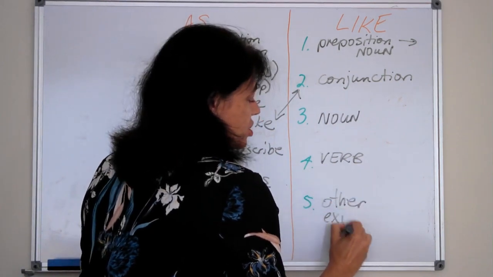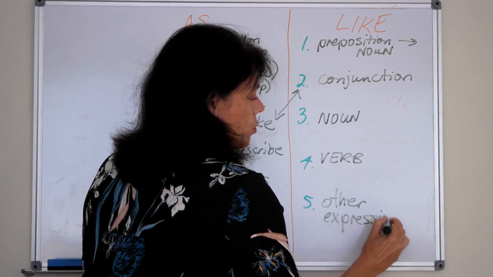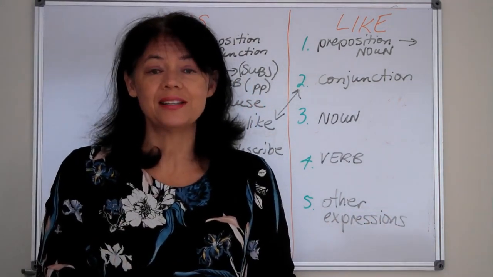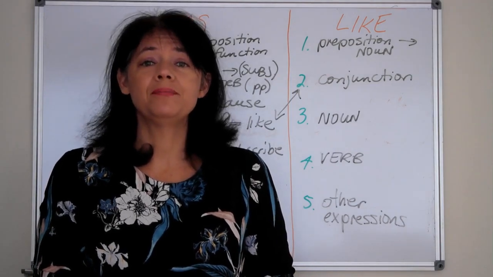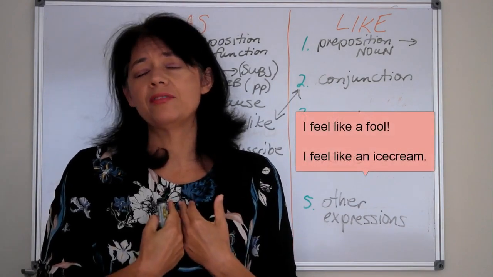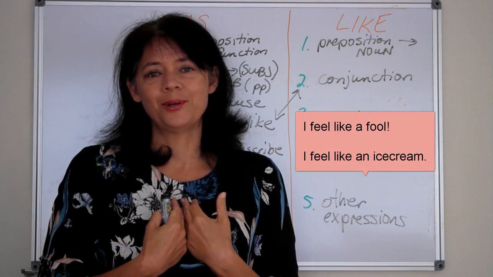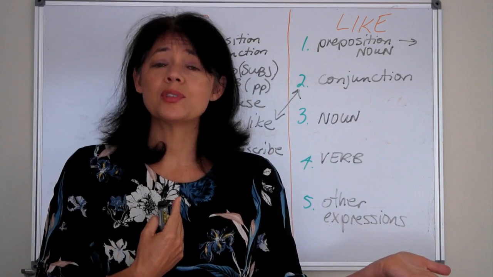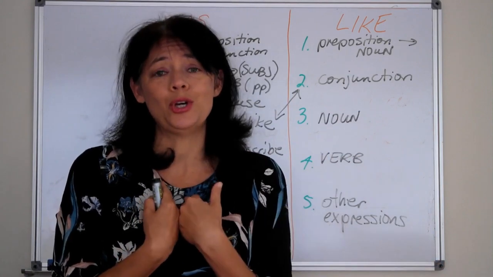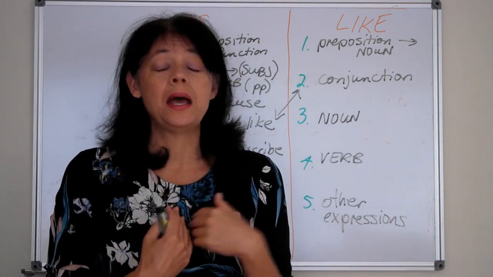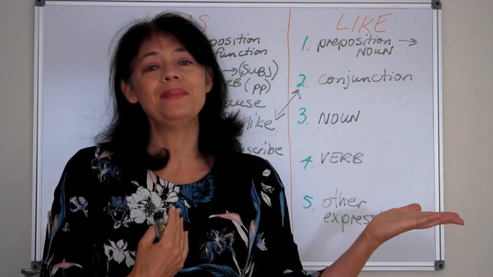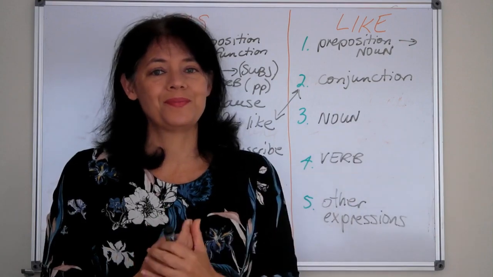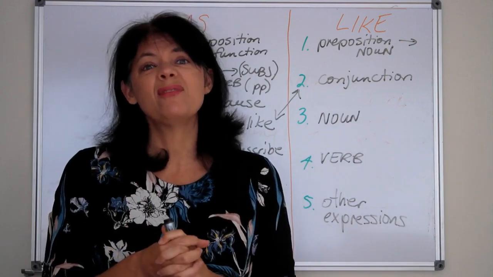And the last one, look, I've just put this extra: other expressions which I'd like to share with you because you want to learn some natural English, right? For example, I feel like a fool. Or, I feel like an ice cream. Of course, I feel like a fool is internal, is how I'm feeling. But I feel like an ice cream is external, something I want. So learn those as well. I feel like.